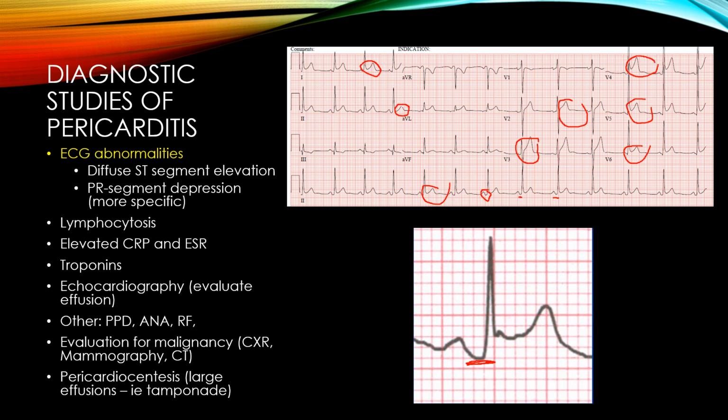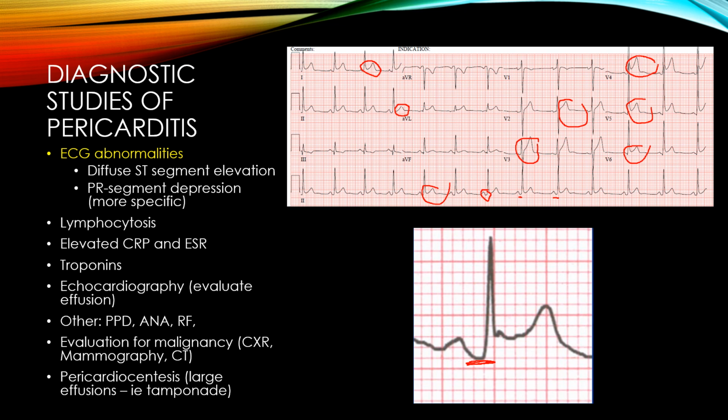Other tests to run: PPD for possible TB. ANA, RF to look for any other underlying possible causes, like rheumatoid arthritis or lupus, that might be causing this. Evaluation for malignancy, if it's suspected. Chest X-ray, mammography, CAT scans, and things like that to figure out where the source may be coming from.